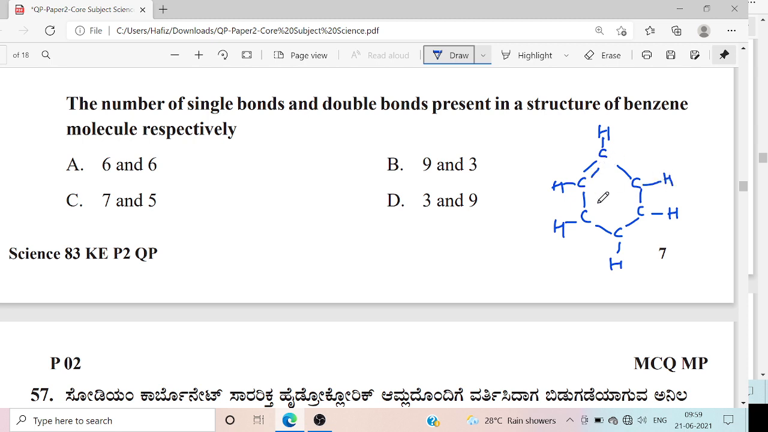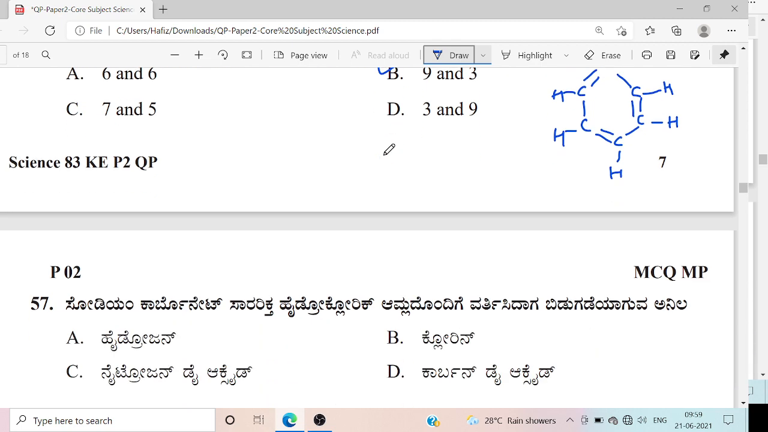So first let me draw its structure here. So this is the structure of benzene, structural form. And now you try to count how many single and double bonds. First single bond you have to count, then double bond. Okay, according to the question, single bond, how many here? 1, 2, 3, 4, 5, 6, 7, 8, 9. 9 single bonds, okay, and double bond 1, 2, 3. Means option B is the answer for the question.